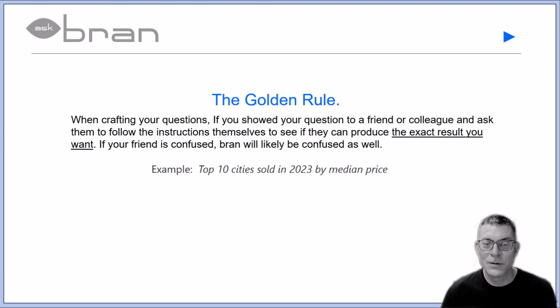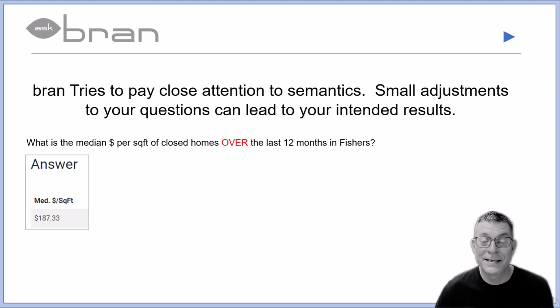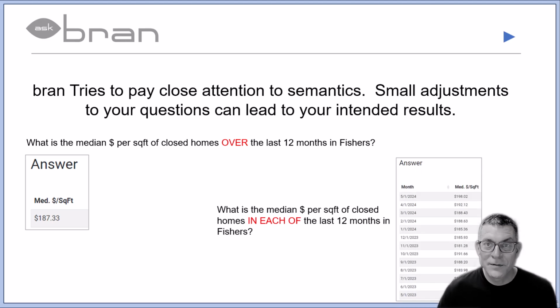For example, if you ask a question like top 10 cities sold in 2023 by median price, Brand wouldn't be able to know whether you want top 10 cities by total transactions closed, or by total sales volume. So you want to be as specific as you can when you're asking Brand a question. For example, semantics make a difference. Like this question: what is the median price per square foot of closed homes over the last 12 months in Fishers? Versus, what is the median price per square foot of closed homes in each of the last 12 months? So small little differences in your questions could make big differences in the results.